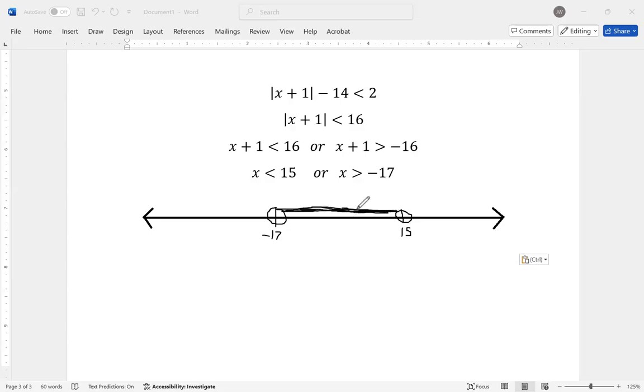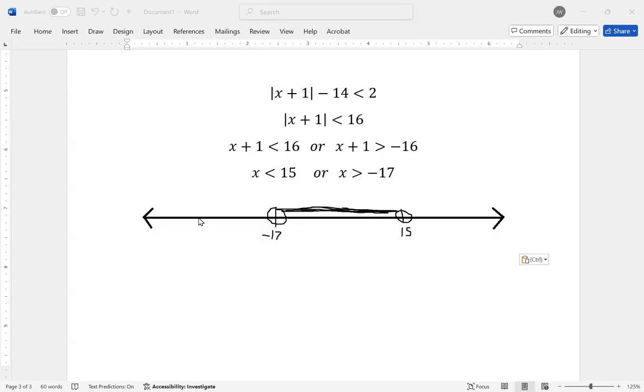Notice that we didn't extend this beyond 15. So x greater than negative 17, I didn't extend beyond 15. X less than 15, I didn't extend beyond negative 17. I stopped at those cutoff values. And that's how this interacts.